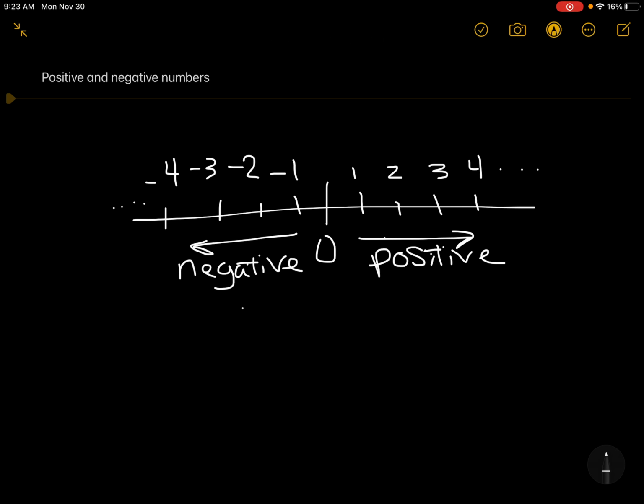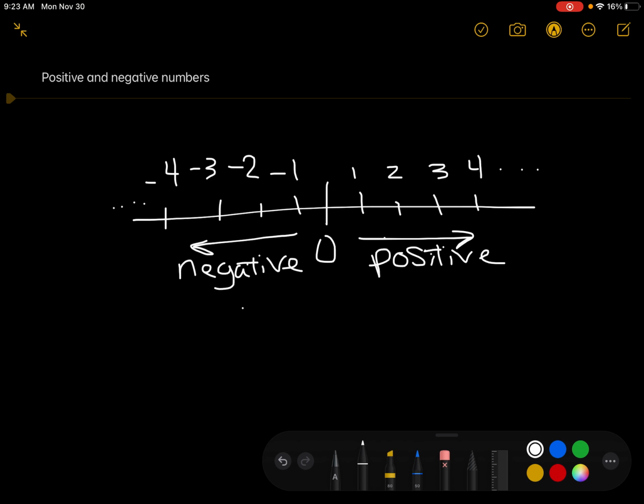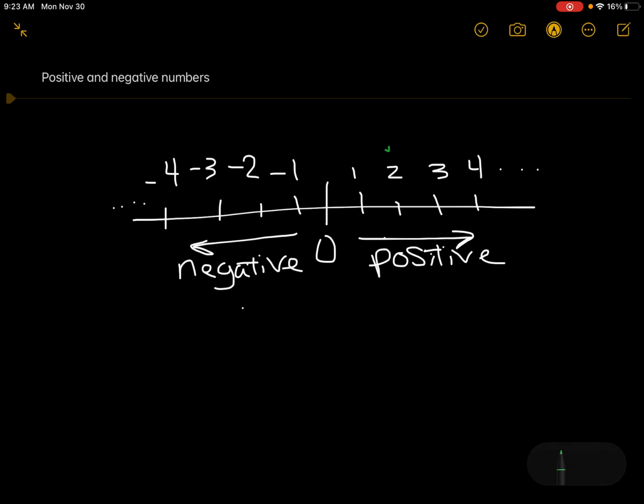Any number that is to the right of another number is going to be greater than that previous number. So if we looked at +2, every number that is to the right of it is going to be greater than 2. 3 is greater than 2. 4 is greater than 2. 5 is greater than 2.